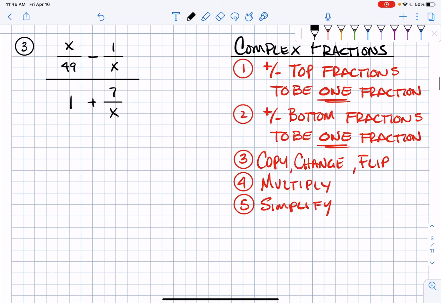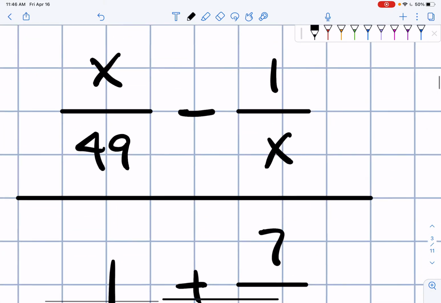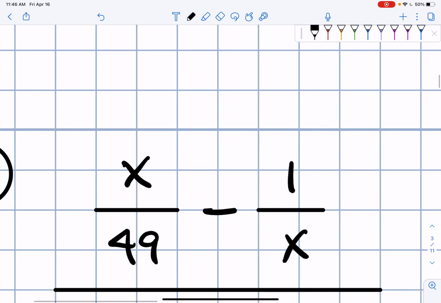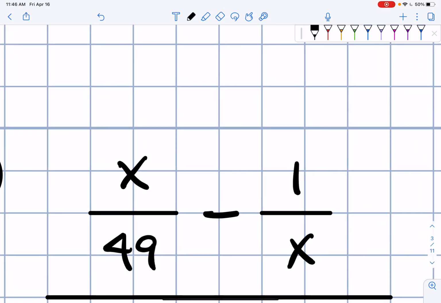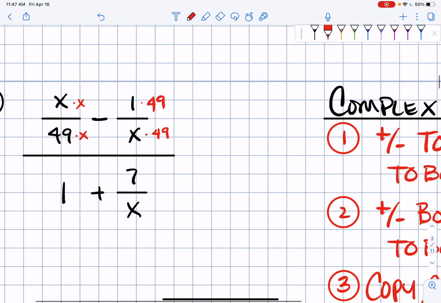Number 3, complex fractions. All right, complex fractions. So I gotta really just focus on just the top, right? And getting that to be a single fraction. So this is the same exact thing as what we just did. So we want to get common denominators. So this one right here is missing an x. This one right here is missing a 49. Okay, so if that's the case, let's just focus on the top part.